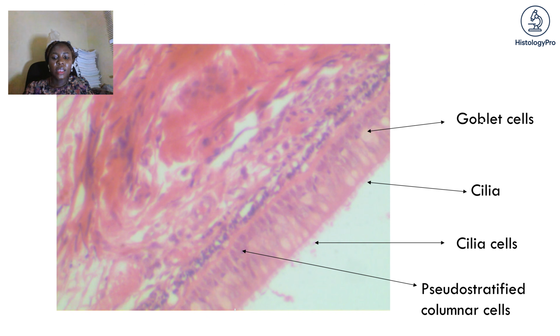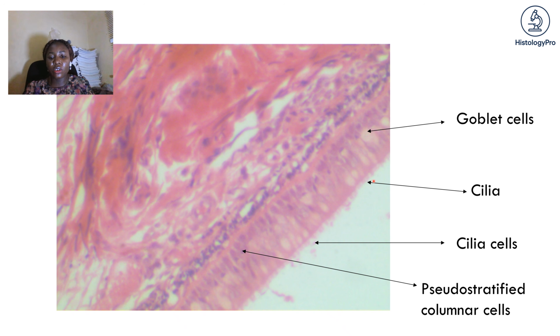This section shows the pseudostratified epithelial tissue. I want you to use these few minutes to look at the slides very well. Look at the presence of goblet cells. These are the goblet cells. They are numerous among the columnar cells, sometimes in between the columnar cells.